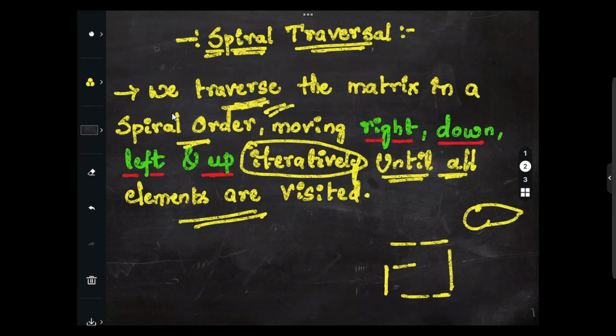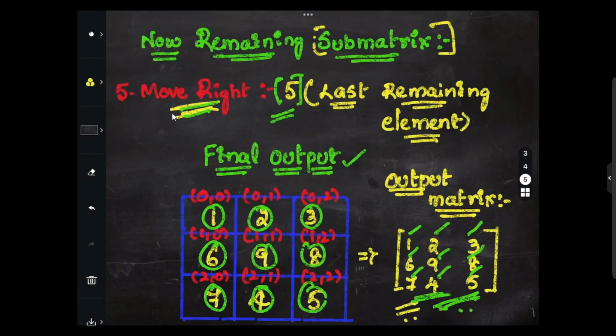We are traversing the matrix in spiral order, nothing but we are going for the spiral traversal, right? Right, down, left and up iteratively. This is very important while we articulate the same thought process in the form of code. We are doing it iteratively, not recursively, until all the elements are visited. Just keep this in mind. I hope the approach is completely clear.